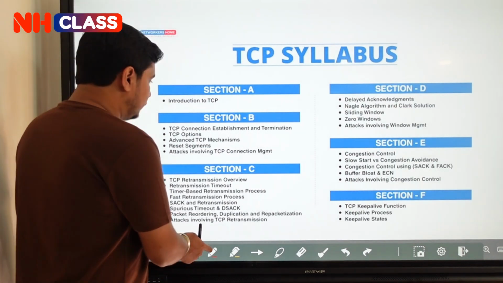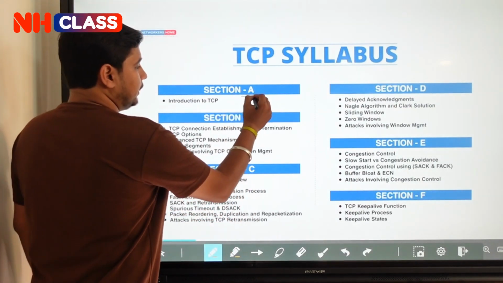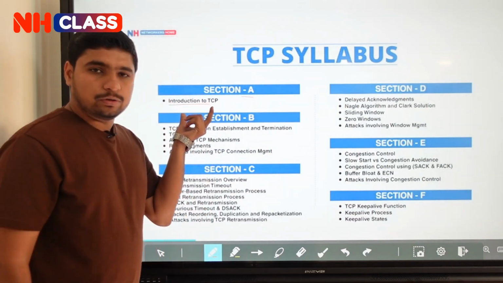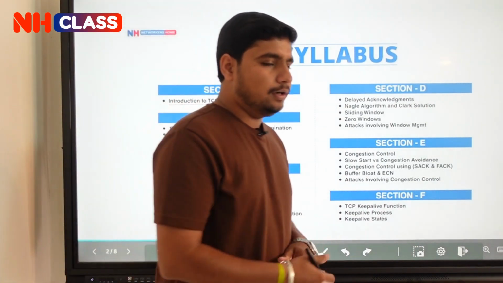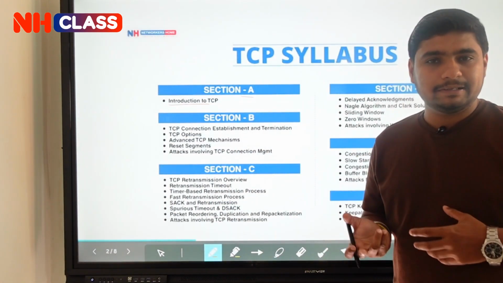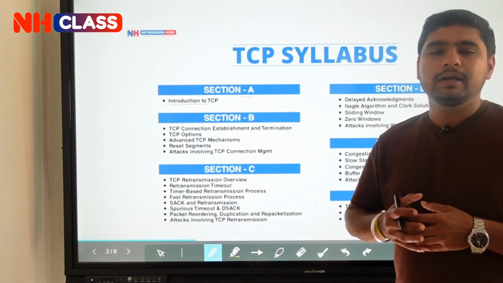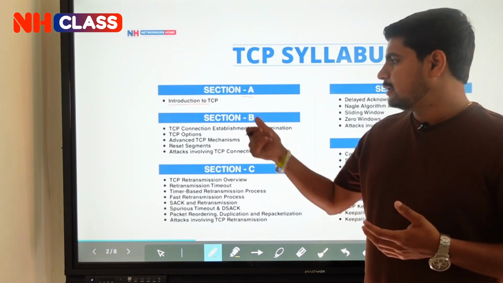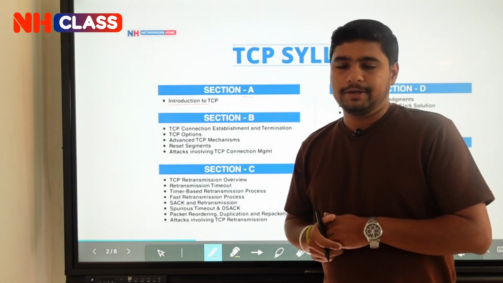The first section is section A, which is about introduction to TCP. This section I'm going to cover today after this slide. In this section, we will discuss what exactly TCP is, why we need TCP, and what the objectives of TCP are.